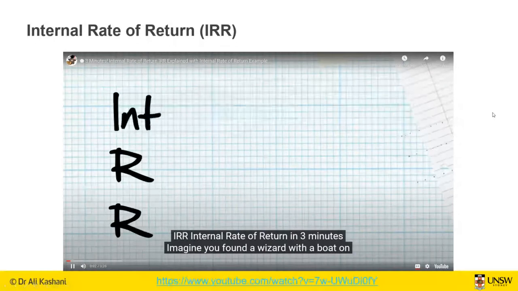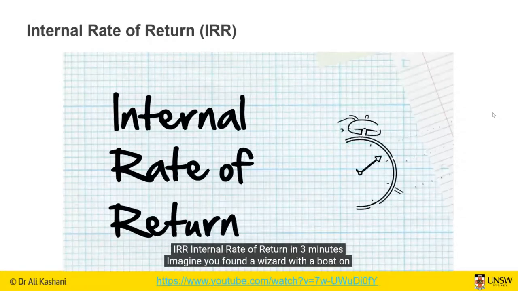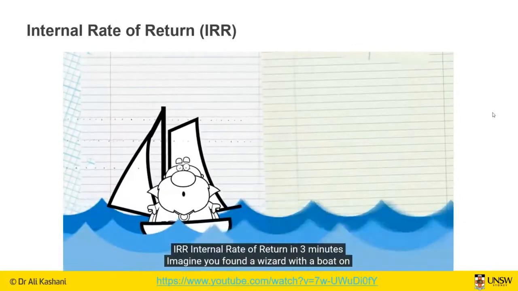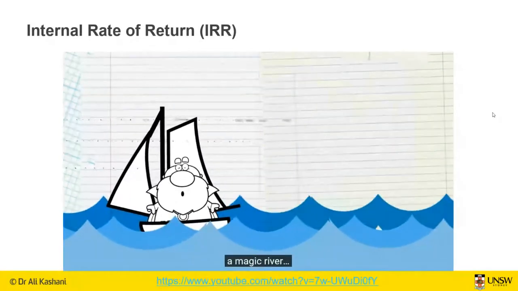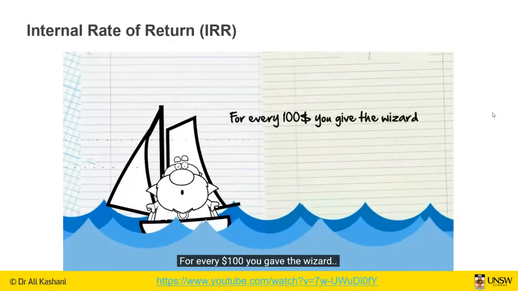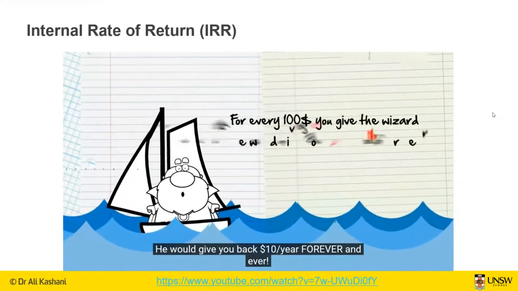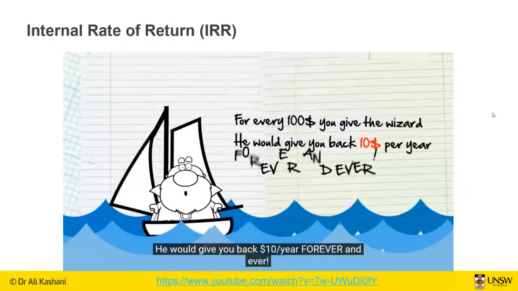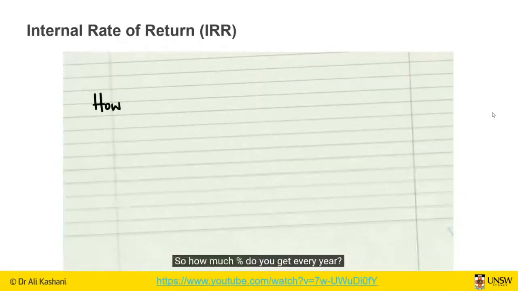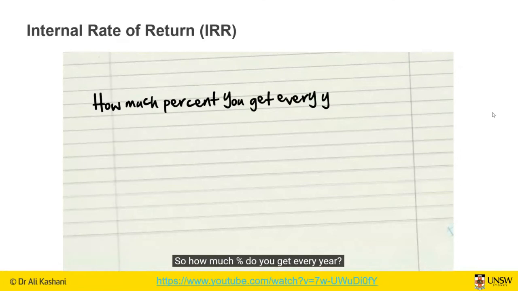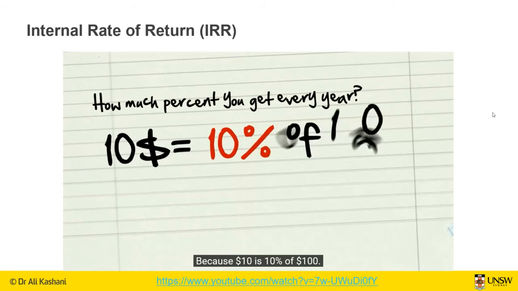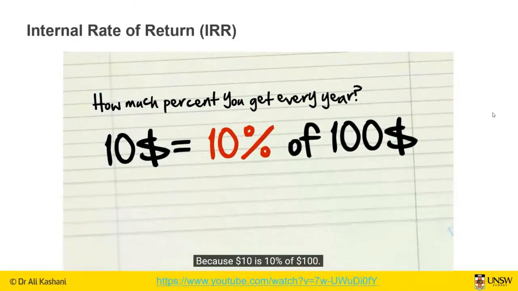IRR, or internal rate of return, in 3 minutes. Imagine you found a wizard with a boat on a magic river. For every $100 you gave the wizard, he would give you back $10 per year, forever and ever. So how much percent do you get every year? You get 10%, because $10 is 10% of $100.